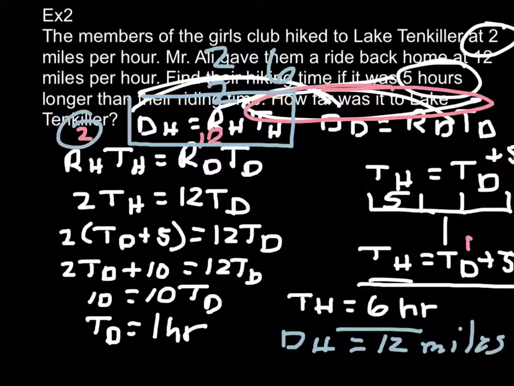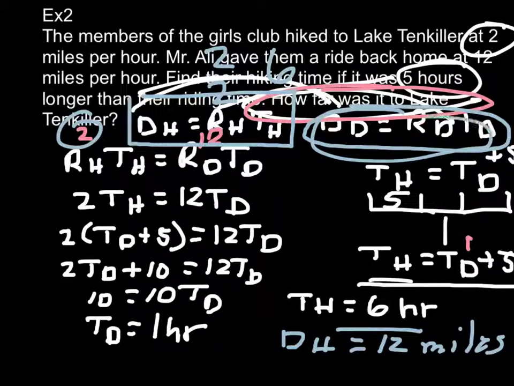And now we were able to find out the distance to the lake. Now you could also have gone back to this equation right here. Because is the distance from the lake back home the same distance as the distance to hike to the lake? Yes, it is. So you could have used that also. All in all, you'll end up with 12 miles. And these are called distance problems.